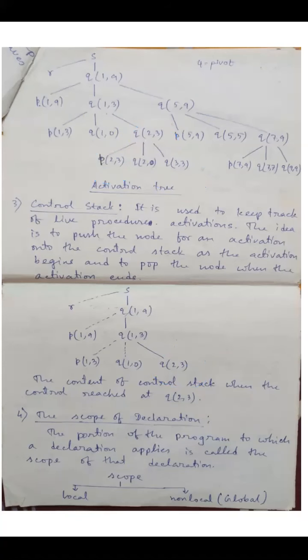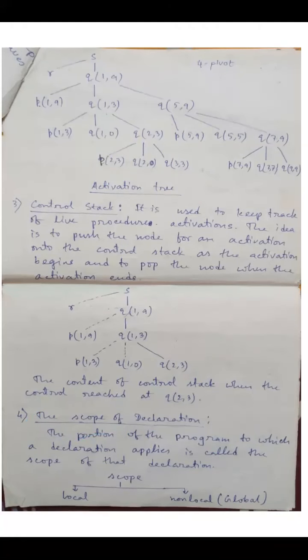So two important terms you should remember: activation trees, and the third one is control stack. Next, another point. We always know the scope of declaration. For any variable there are two scopes of declaration: it may be a local variable or a non-local or global variable. So anybody, what is a local declaration?